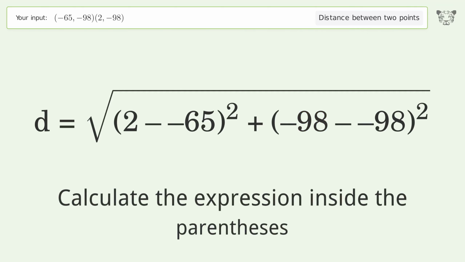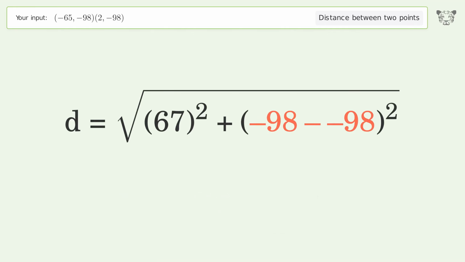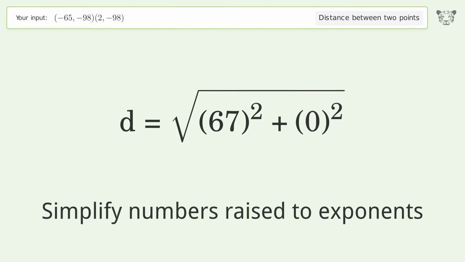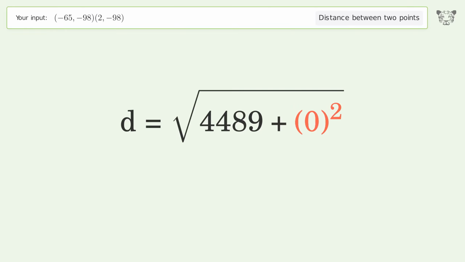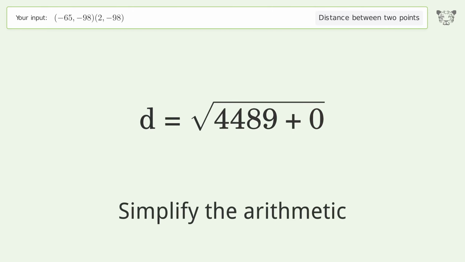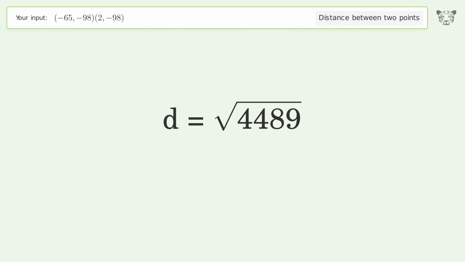Calculate the expression inside the parentheses. Simplify numbers raised to exponents. Simplify the arithmetic. And so the distance between the 2 points is the square root of 4,489, or 67.